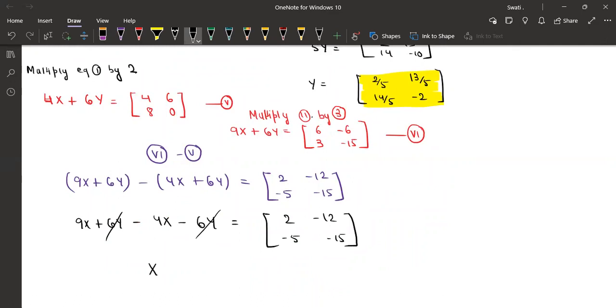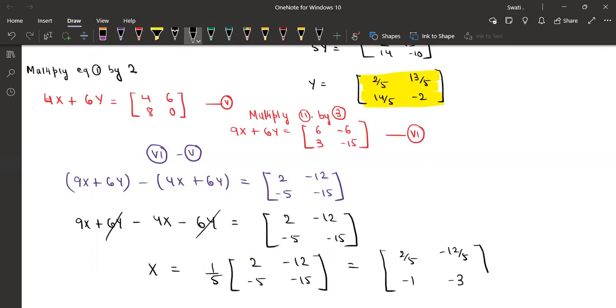Let's write down x and 1 upon 5 to this side, right? This is 2, minus 12, minus 5, minus 15. Of course, you need to send this 1 upon 5 inside. So this will become 2 upon 5. This will become minus 12 upon 5. This will become minus 1 and this will become minus 3. And this is the answer of y. And we are done with x and y.